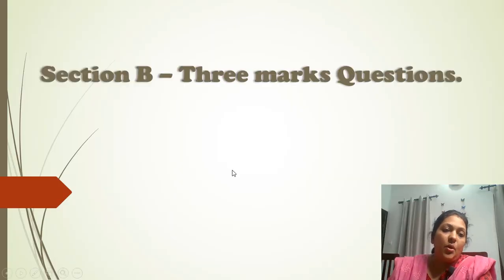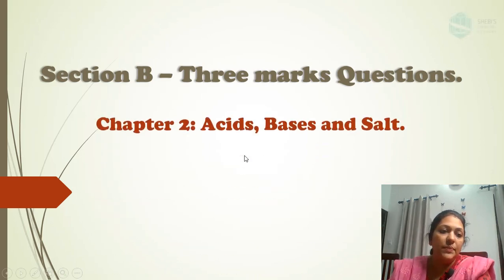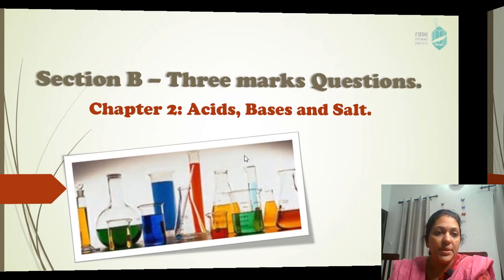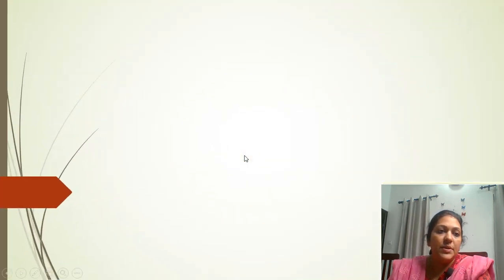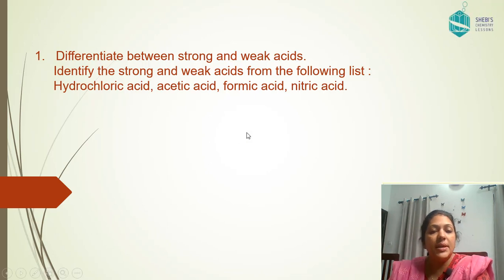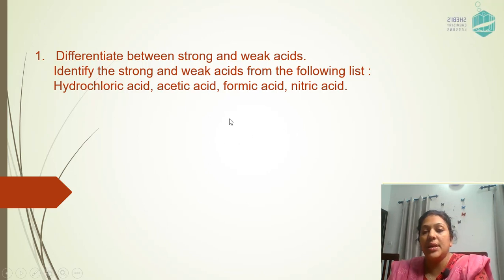Alright children, now we are going to discuss section B, 3 mark questions from the chapter acids, bases and salts. Move to the first question. Here is the first question. Differentiate between strong and weak acids. Identify the strong and weak acid from the following list. Hydrochloric acid, acetic acid, formic acid and nitric acid are given.